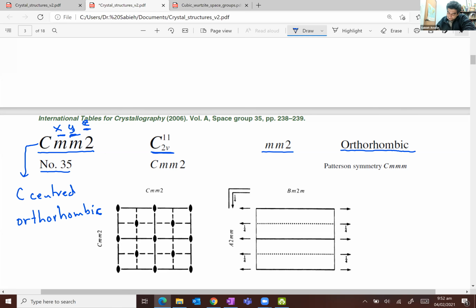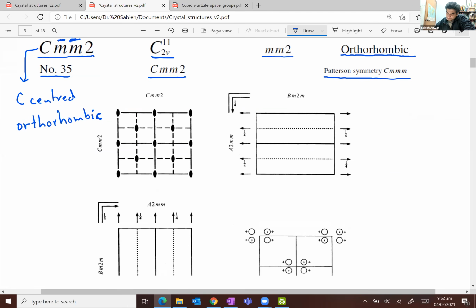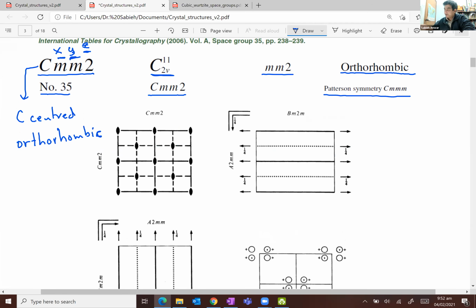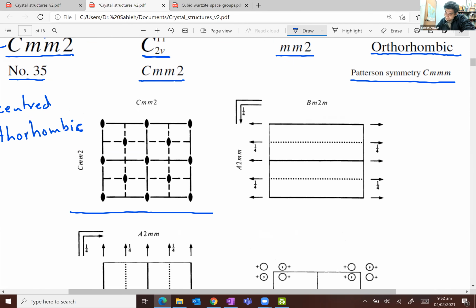And these are some additional details, CMM2, and there's a Patterson symmetry which has to do with diffraction, etc. First of all, we have a geometrical representation of the various symmetry elements seen along various projections. So if you look at the top left here, this is the projection looking down the z-axis. And you will observe that there is a two-fold rotation axis here, here, here, here, and so on.